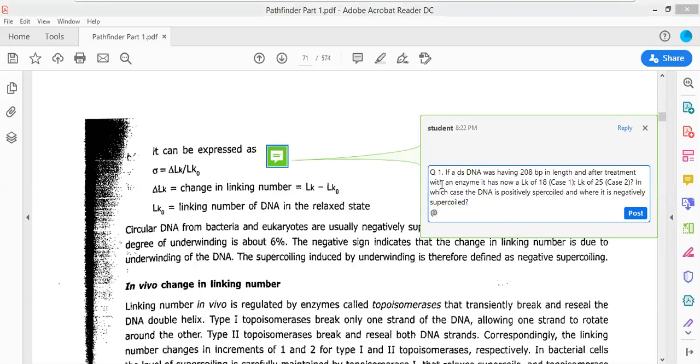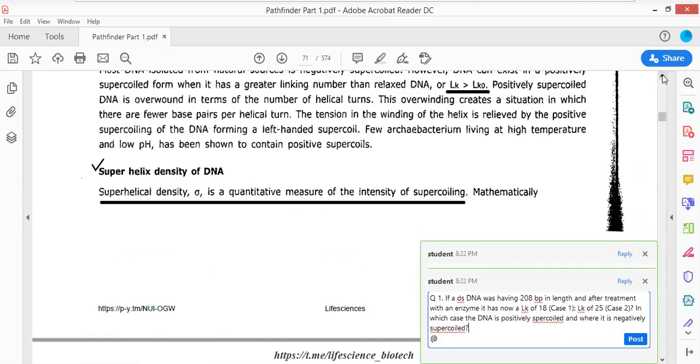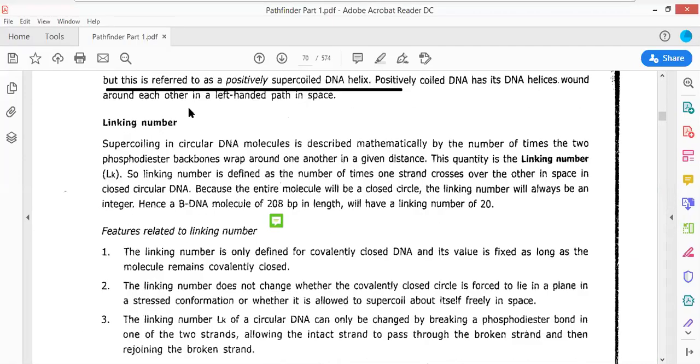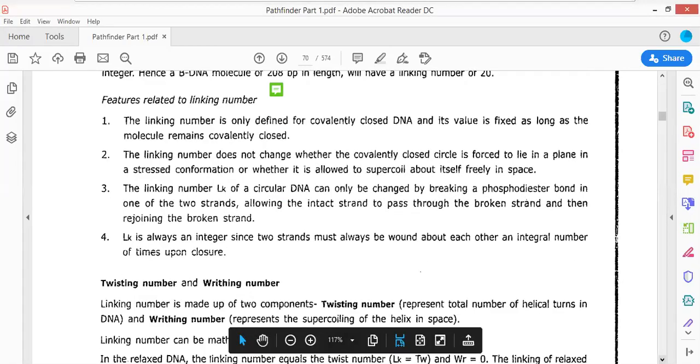Okay, so see, if there is a 208 base pair length of the DNA, then 208 divided by 10.4. What we were getting was a number, that one was referred to as, see this, what we were getting. We were getting a number 208 divided by 10.4. We were getting a linking number of 20. When you get a linking number of 20, now see, this DNA has a linking number of 20.